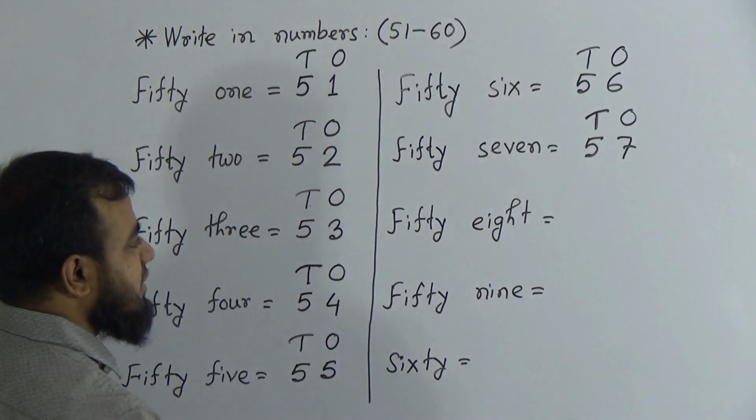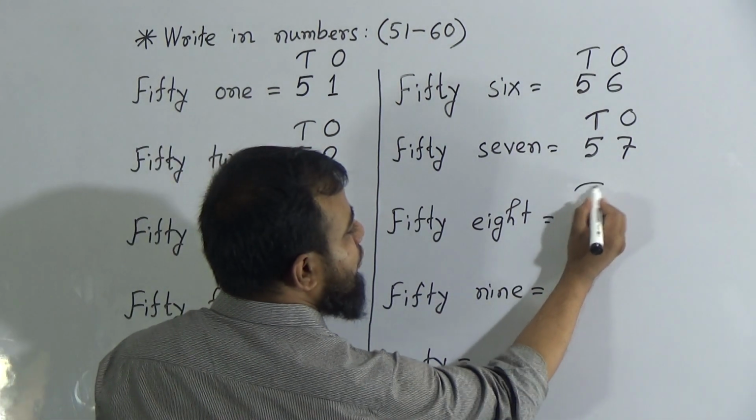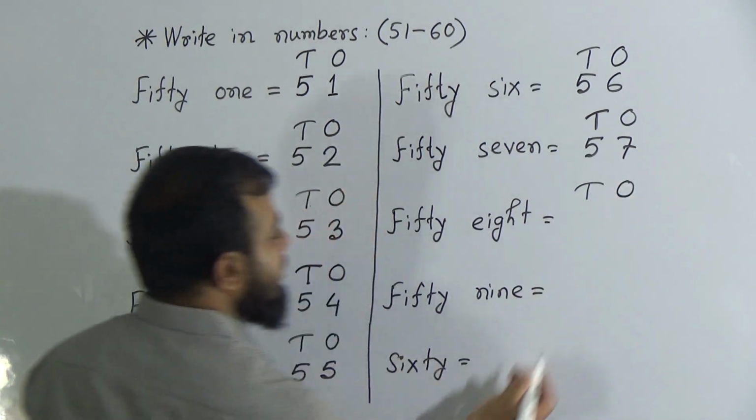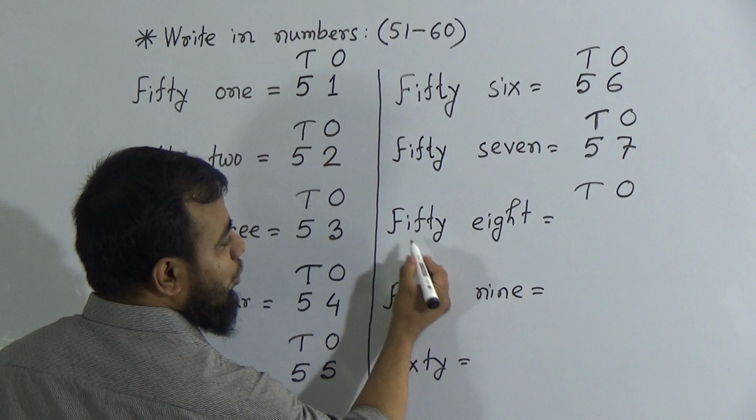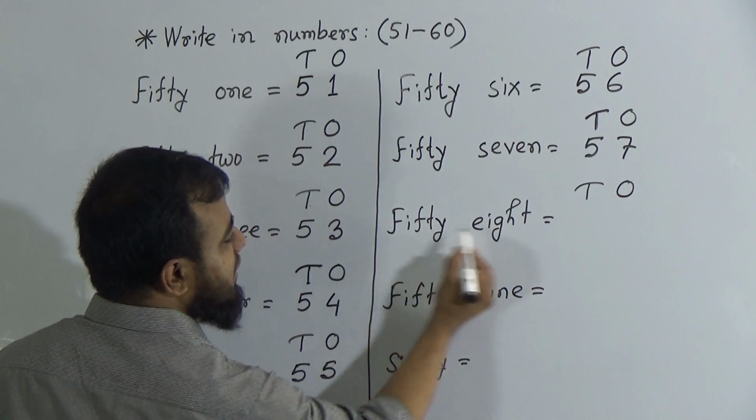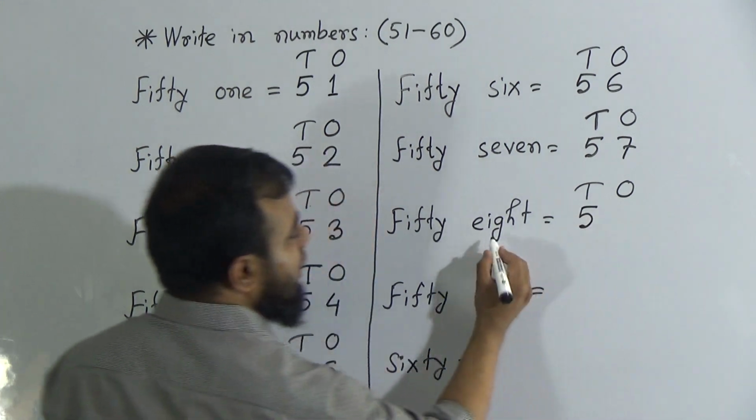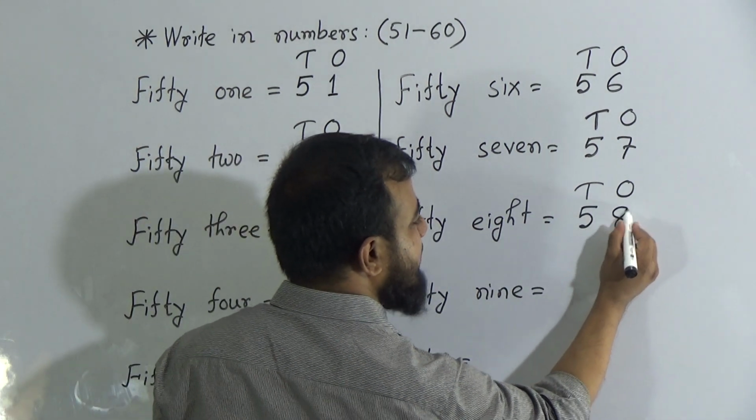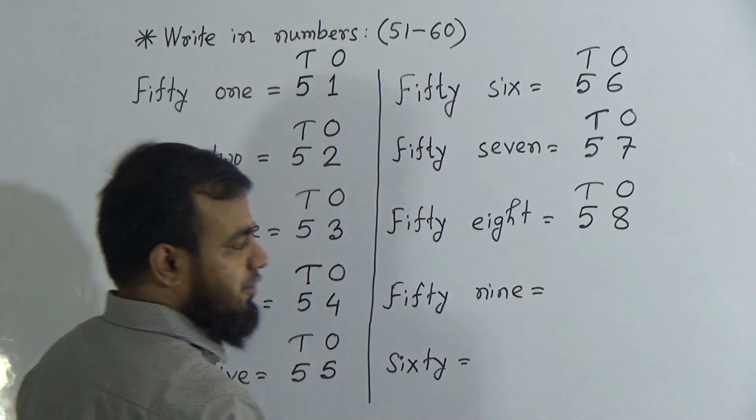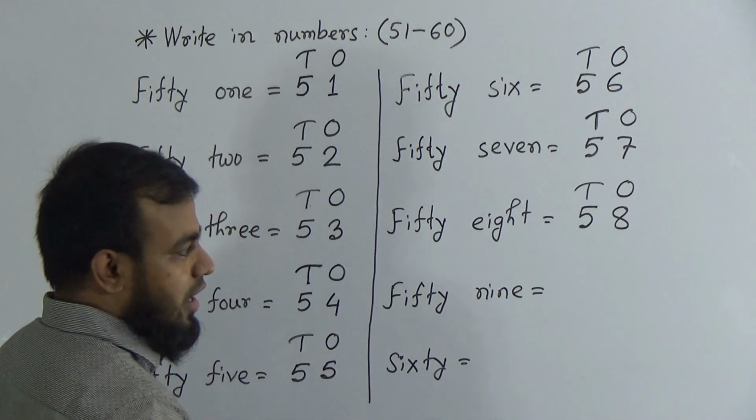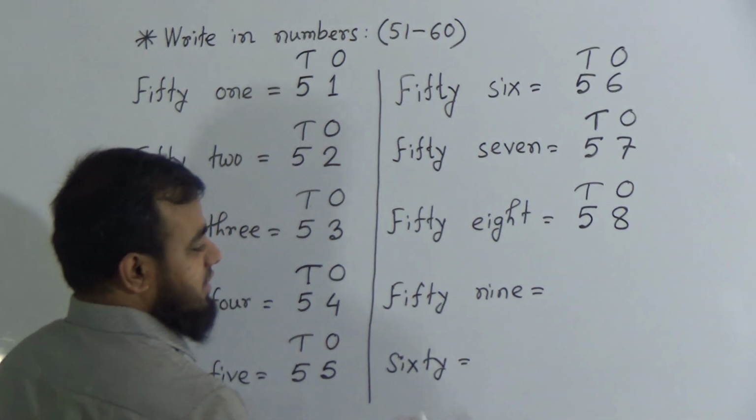Now the next number is 58. Now place value identification is T and O, tens and ones. Now it's 58. To write down 50, you should write 5 in the tens place. To write down 8, you should write 8 in the ones place. It's 5 and 8 makes the number 58, or 5 tens 8 ones makes the number 58.